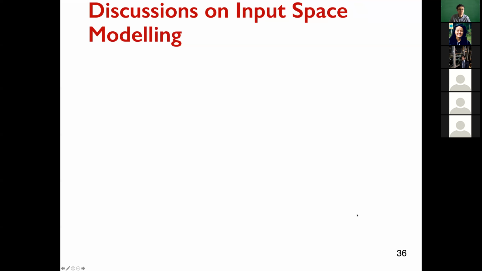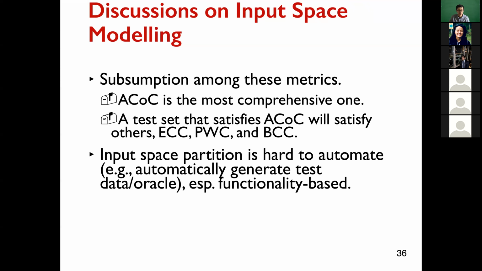And there are some discussions about input space modeling. Firstly, there is all combination coverage, right? This is the most comprehensive one, so we need the most test cases for this coverage criterion. A test set that satisfies all combination coverage also satisfies the others.